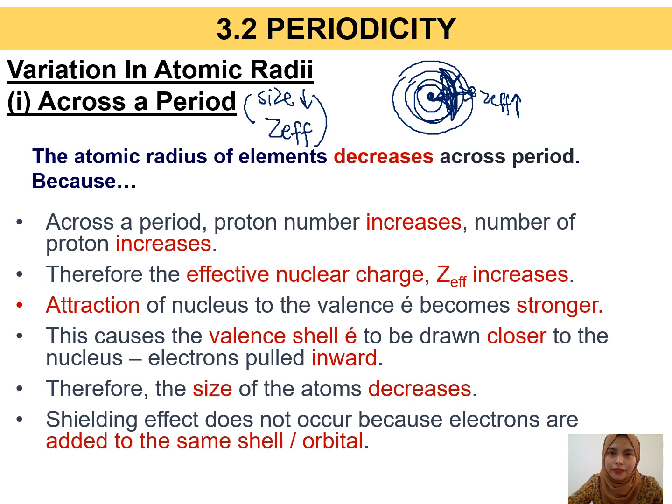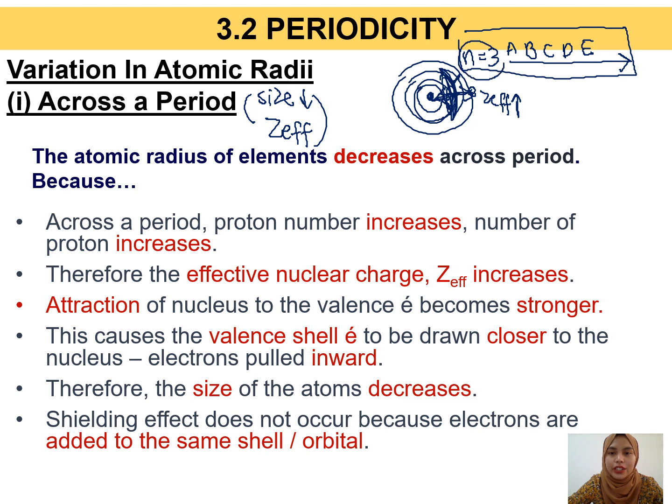Okay, kenapa shielding effect tak main peranan? Okay, shielding effect tak main peranan sebab kalau across the period, for sure lah the number of shell dia akan always sama, n equals to 3 kan. Mestilah number of shell across the period, contohnya you ada A, B, C, D, E. Kenapa dapat period yang sama? Because if you buat SPDF notation, mesti you dapat the valence electrons atau the valence shell akan berada pada energy level n equals to 3 untuk kesemua elemen ni. So number of shell tak berubah.